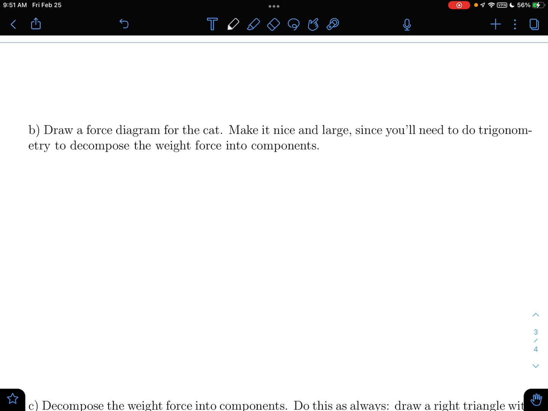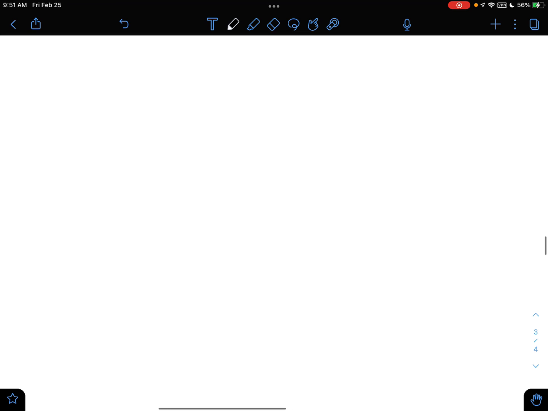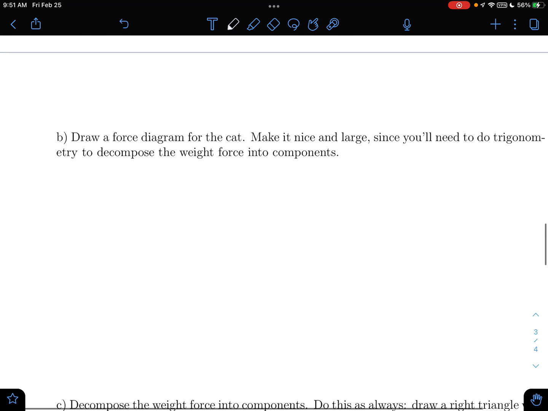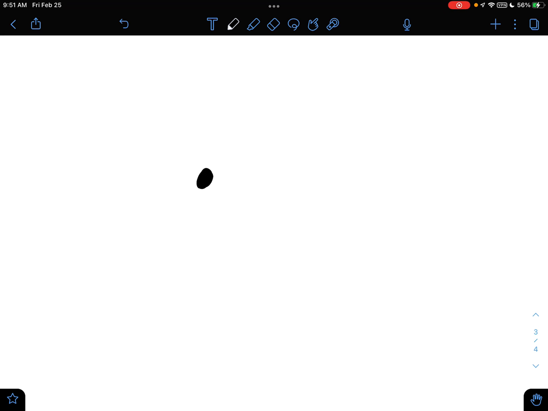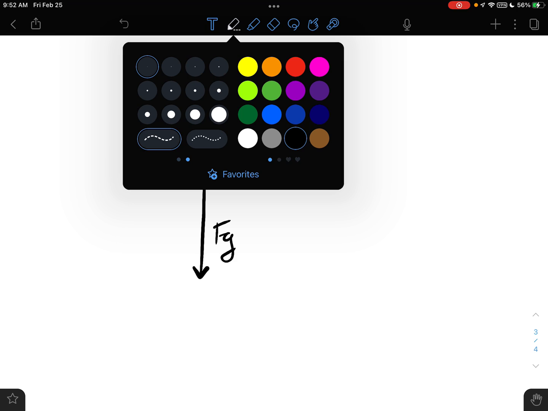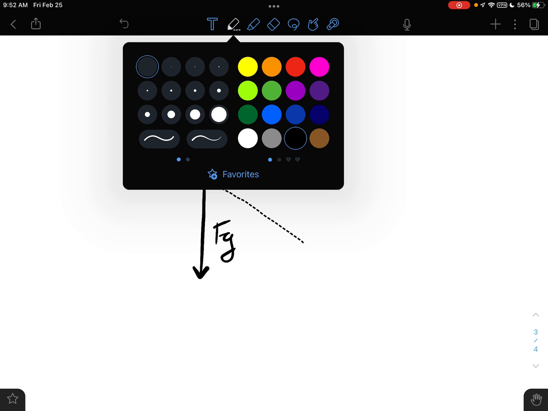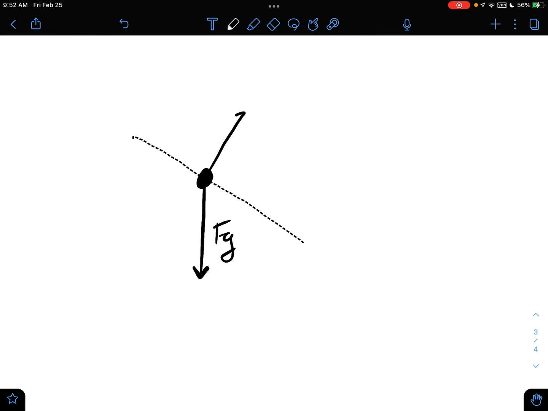So now we draw a force diagram. The force diagram for both of the cats is going to look the same, so I'm just going to draw one and we'll apply it to both. Right here, here's our cat. We have gravity going straight down, and if our table's like this, we have our normal force there.